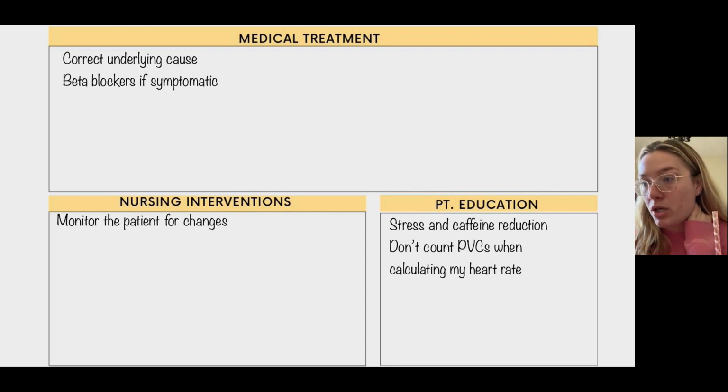Mr. Smith, do you know where you are? Mr. Smith, what day is it? If Mr. Smith is all of a sudden very short of breath and now he's only aroused to loud stimuli, then I know that there's probably not enough oxygen getting to the brain.